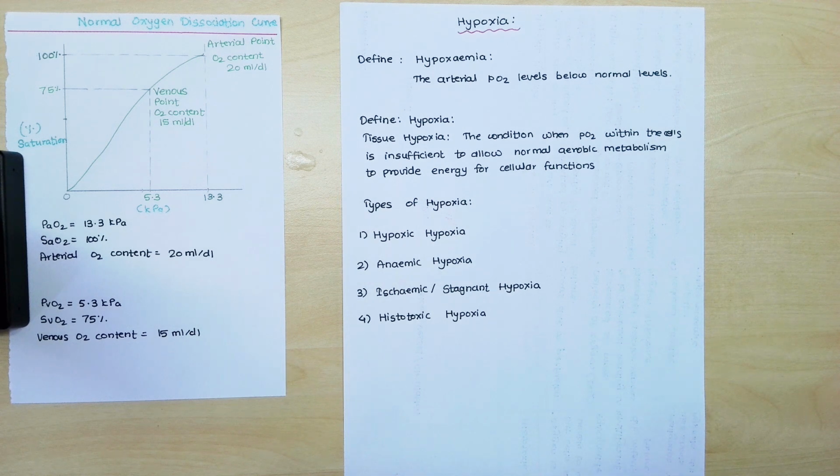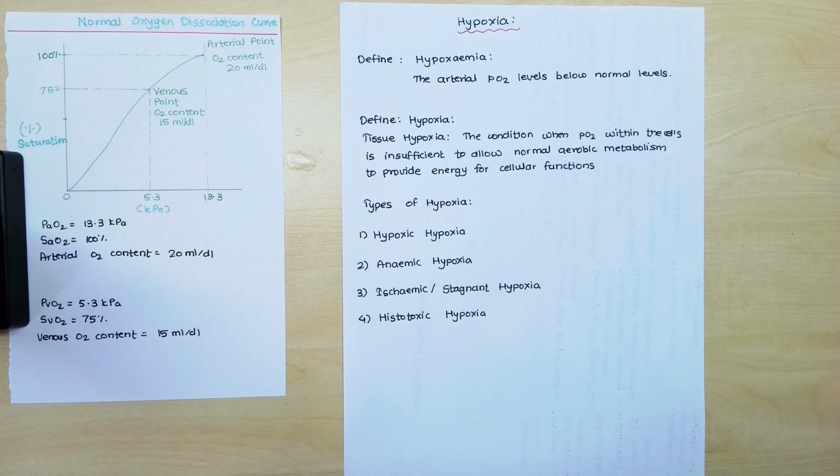In this video, we'll discuss hypoxia. Define hypoxemia. The arterial partial pressure of oxygen below the normal levels is called hypoxemia. Define hypoxia. It is the condition when partial pressure of oxygen within the cells is insufficient to allow normal aerobic metabolism to provide energy for cellular functions.